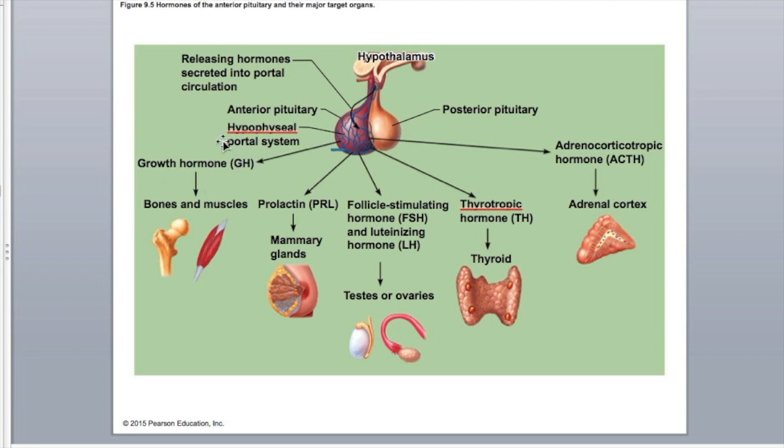So you've got your growth hormone, which again is a non-endocrine target. It targets your bones and your muscles for growth. You've got your prolactin that targets your mammary glands, your follicle stimulating and your luteinizing hormones, which target your gonads or your reproductive organs, thyrotropic hormone, thyroid, and adrenocorticotropic hormone, which stimulates your adrenal cortex.